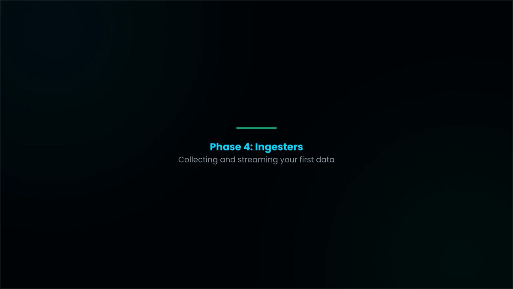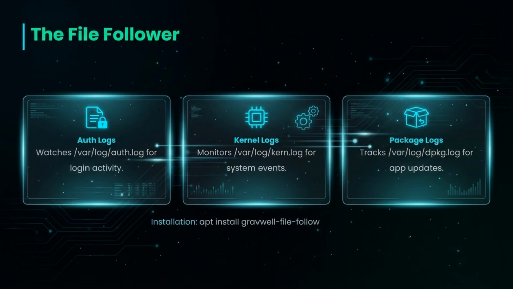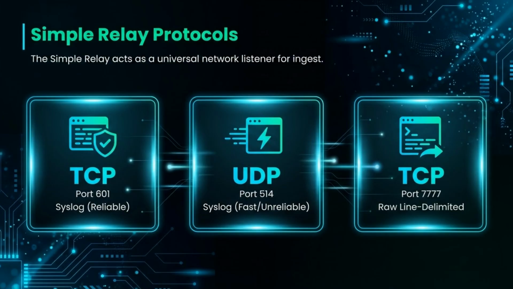Phase 4 introduces ingesters, the tools for collecting and streaming your initial data into Gravwell. The file follower is installed with apt install gravwell-file-follow. It can monitor auth logs, kernel logs, and package logs by watching specific files like /var/log/auth.log. Simple relay protocols act as universal network listeners. This includes TCP for reliable syslog on port 601, UDP for fast, unreliable syslog on port 514, and TCP for raw line delimited data on port 7777.